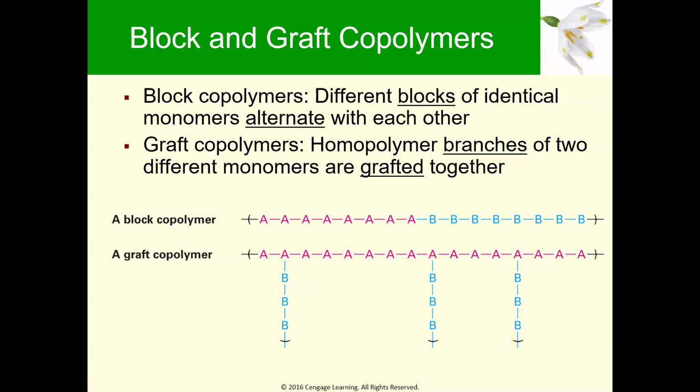Okay? Or the other thing you could do is you could have a polymer backbone that's all one monomer type, but then branching off of it, you have another block of monomers.